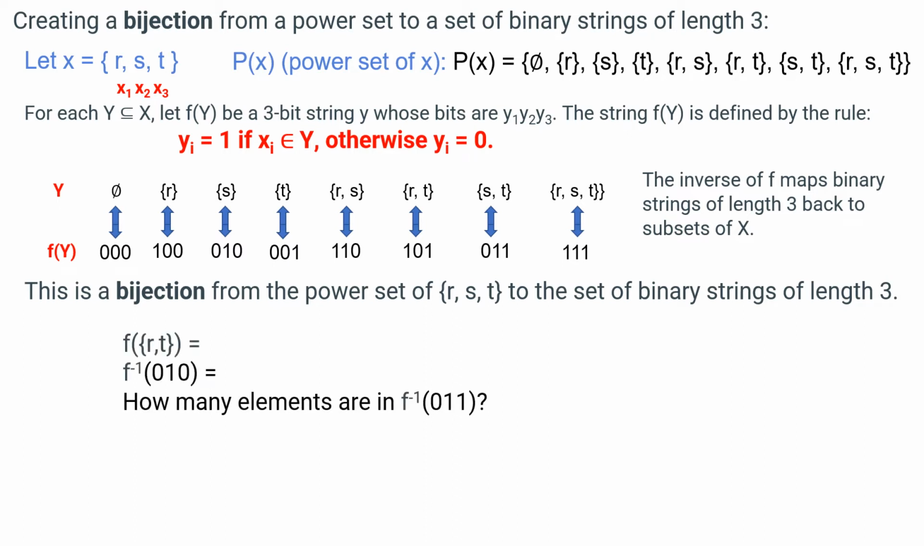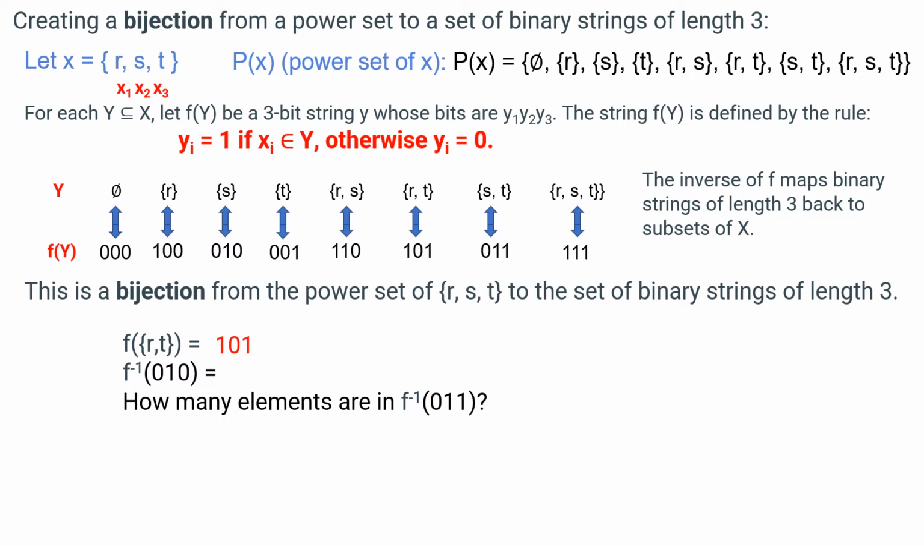So let's just try to see if we can make sure we understand this. As long as we're still using this rule here, what would F of the set containing RT be? Well, we'd look up at X and see that R and T are the first and third elements listed, so then the number would be 101.